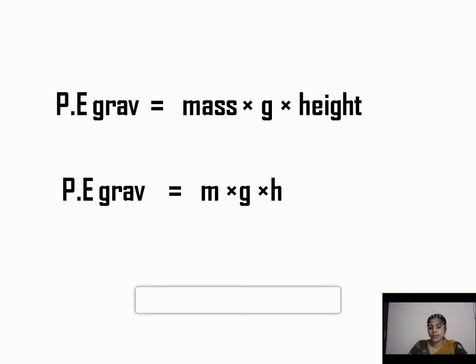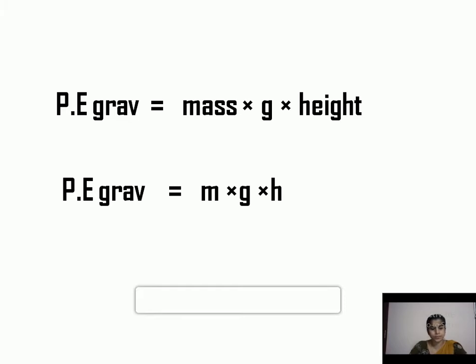In this equation, m represents the mass of the object, h represents the height of the object, and g is the gravitational field strength, or gravity. What is the value of g? The common value is 9.8 Newton per kilogram on Earth. That is the standard value of gravity. Sometimes it is referred to as the acceleration of gravity.